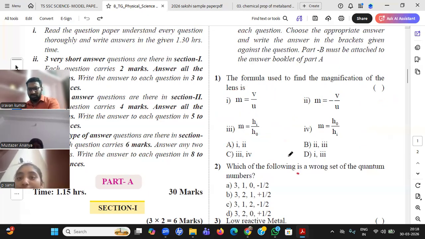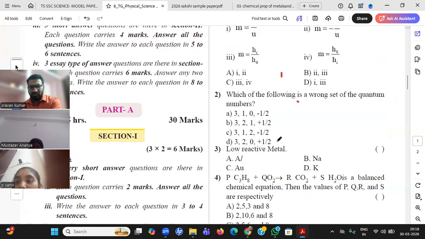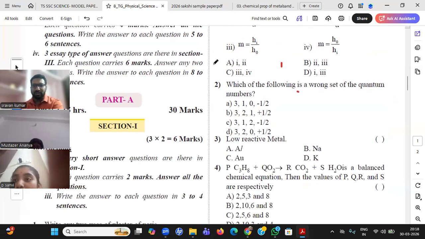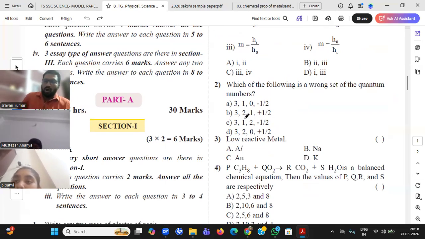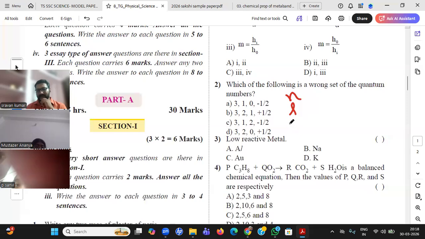Next question on the screen. Which of the following is the wrong set of quantum numbers? You see, this is not there in CBSE, but we have discussed it in full length. But try to give the answer. There are four quantum numbers: n principal quantum number, l azimuthal quantum number, m magnetic quantum number, s spin quantum number. Now which of the following is the wrong set of quantum numbers, student?